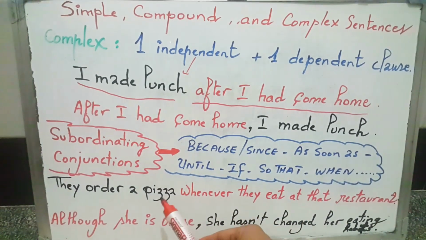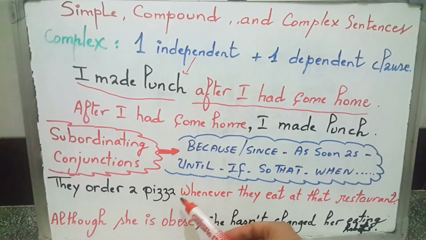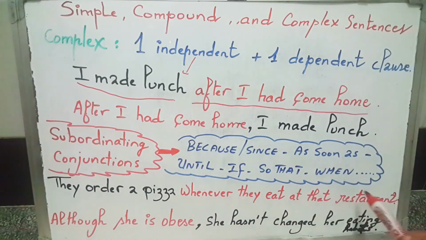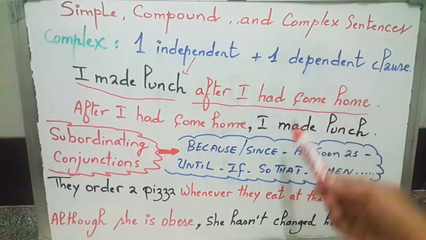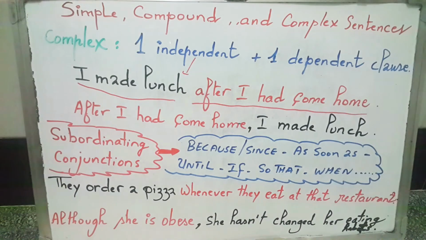Another example: they order a pizza whenever they eat at the restaurant. Right? They order a pizza is an independent clause, and whenever they eat lunch at that restaurant is a dependent clause, starting with the word whenever. So we can start the sentence with whenever they eat at that restaurant, they order a pizza. The last example: although she is obese, comma, she hasn't changed her eating habits.